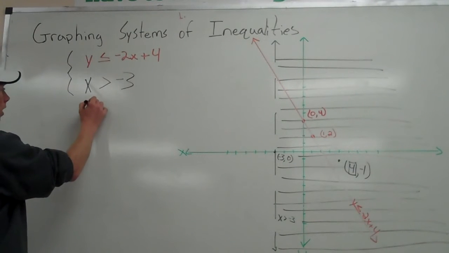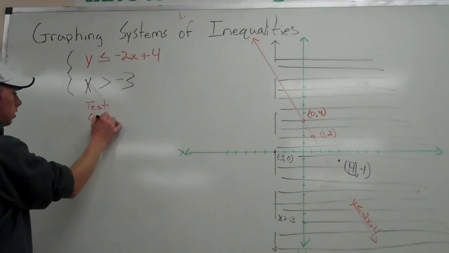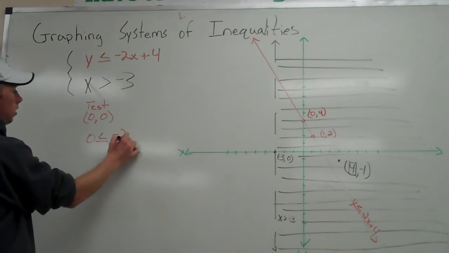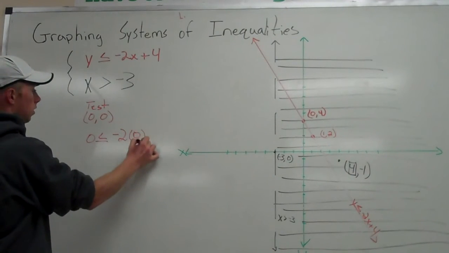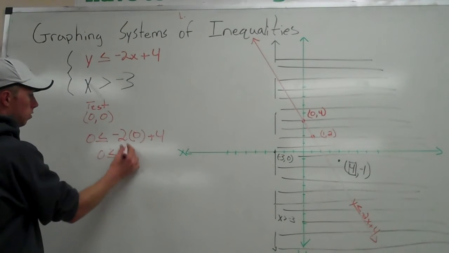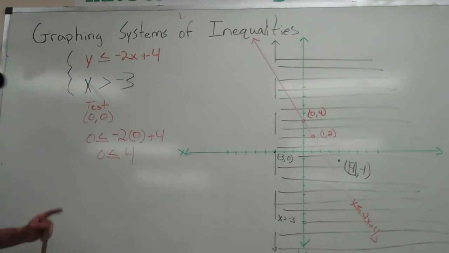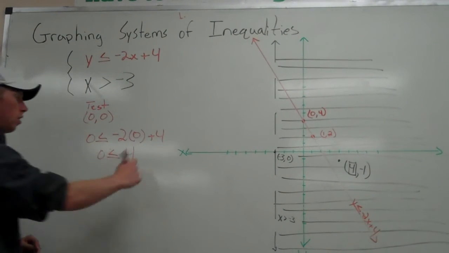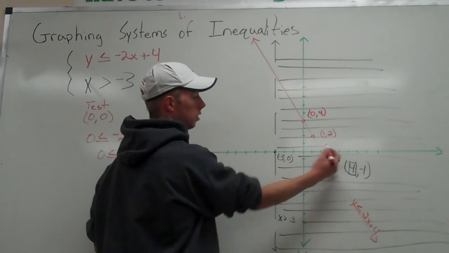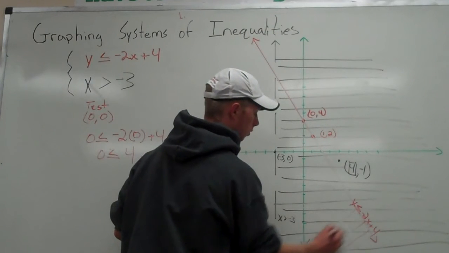Now we need to look at what side we are going to shade. Well, let's test 0, 0. We're going to say 0 is less than or equal to negative 2 times 0 plus 4. 0 is less than or equal to, well, this multiplication will always be 0. 0 is less than or equal to 4. That is true. We're going to put a check mark there. And I'm going to shade because 0, 0 is on this side of the line, and it's true. I'm going to shade this way.